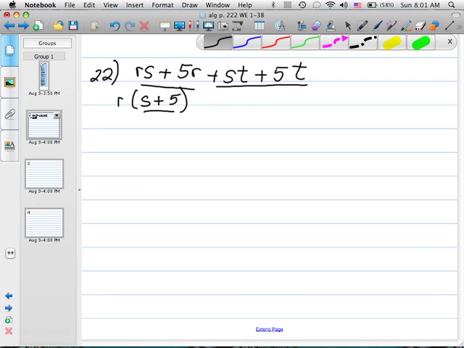And we should be getting this factor here. It's positive, positive, positive, positive. So take out a positive t, and we have s plus 5 left. It has to come out to be the same. So our common factor is s plus 5, and it was first used with r and then with plus t.